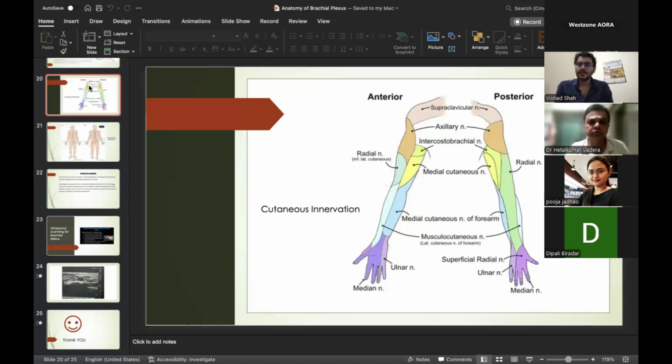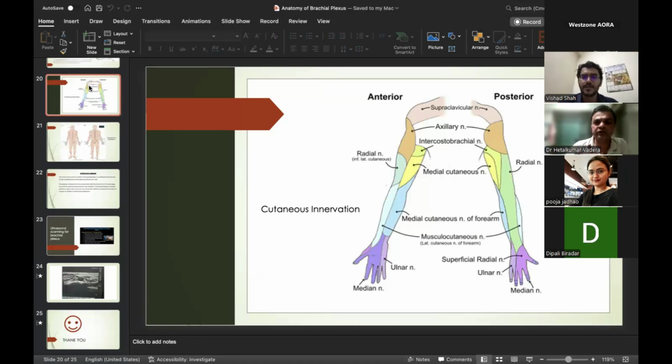So if you know the anatomy properly, that's why this lecture is. You should know the exact anatomy. As I said, the shoulder area is supplied by the supraclavicular nerve. If you go medial, it is supplied by the intercostobrachial nerve. Even if you have given a brachial plexus block, with a medial incision there will be pain.